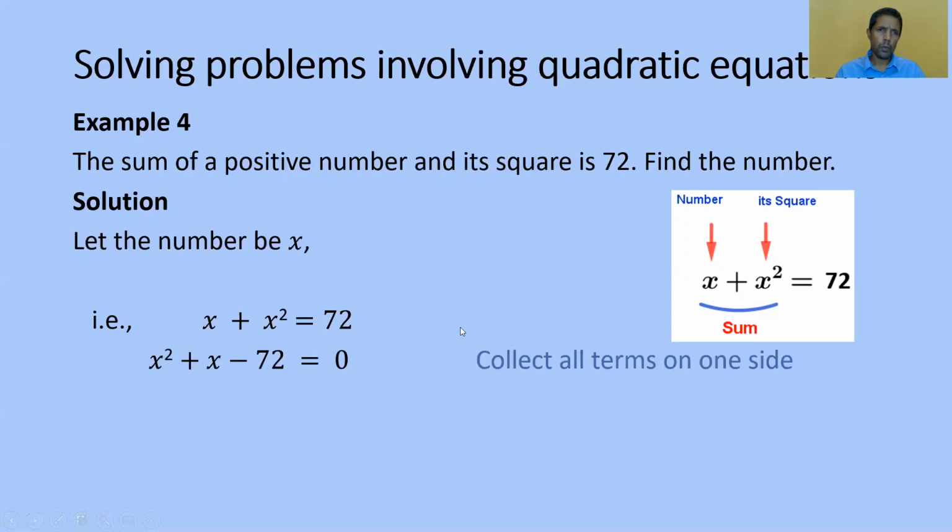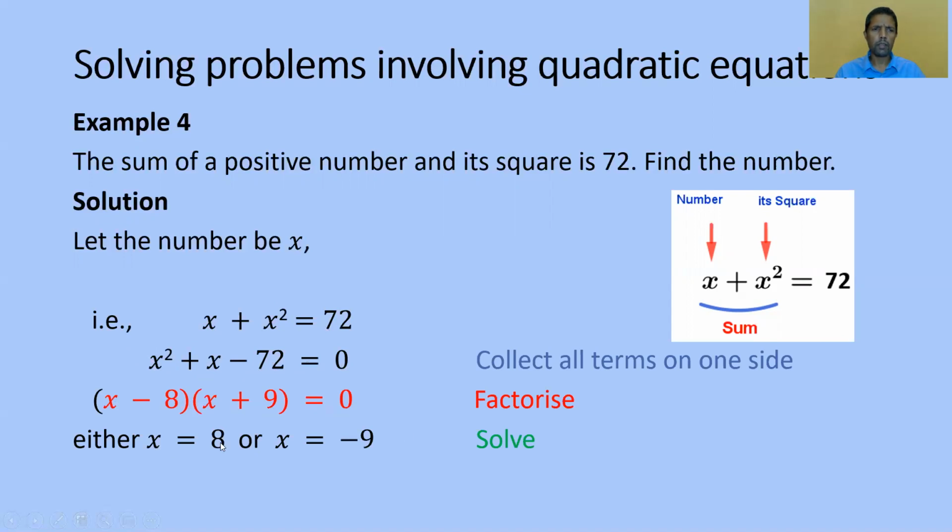So we can rewrite the equation with all terms on the left: x squared plus x minus 72 is equal to 0. So we need to factorize the left-hand side. So we have x minus 8 into x plus 9 is equal to 0, which we solve to obtain x is equal to 8 or x is equal to negative 9.